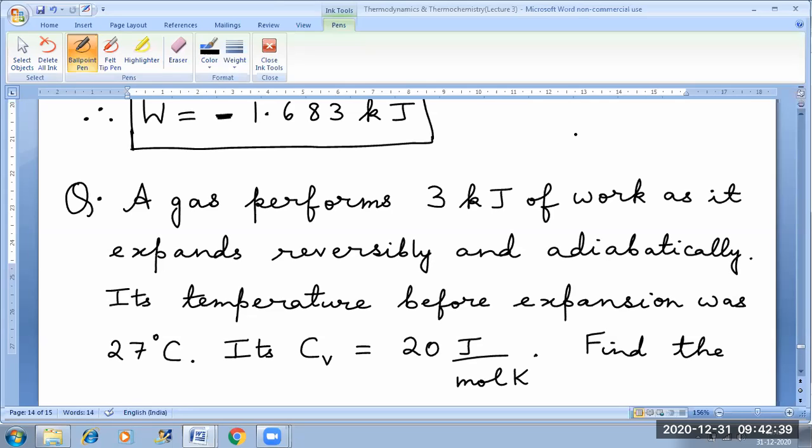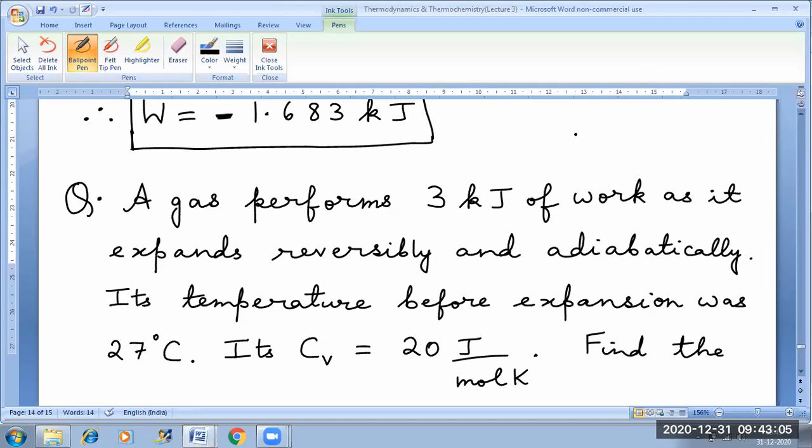When you are finally reporting the answer, that time you have to take modulus in case they are asking by the gas or on the gas. So we have to take the positive and negative sign accordingly. While solving, no, but when you are writing the final answer, when the sum has ended, you can take the modulus if they're asking you to find out the work done by the gas or work done on the gas. But while you are solving a question, never take modulus.